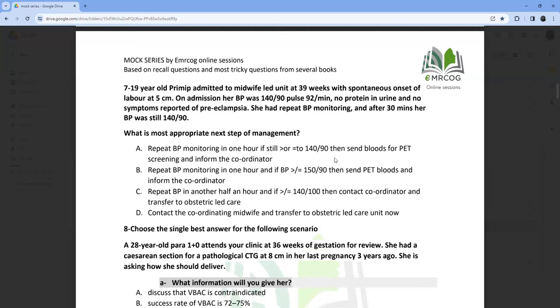So, 19-year-old primate admitted to the midwifery lead unit at 39 weeks with a spontaneous onset of labor. On admission, her blood pressure 140 over 90. Pulse 92, no protein in urine, no symptoms reported of preeclampsia. She had a repeat blood pressure already, and after 30 minutes, her blood pressure was still 140 over 90, okay? So what is the most appropriate next step of management? So if I have two readings already of 140 over 90, what shall I do according to the intrapartum care guideline?